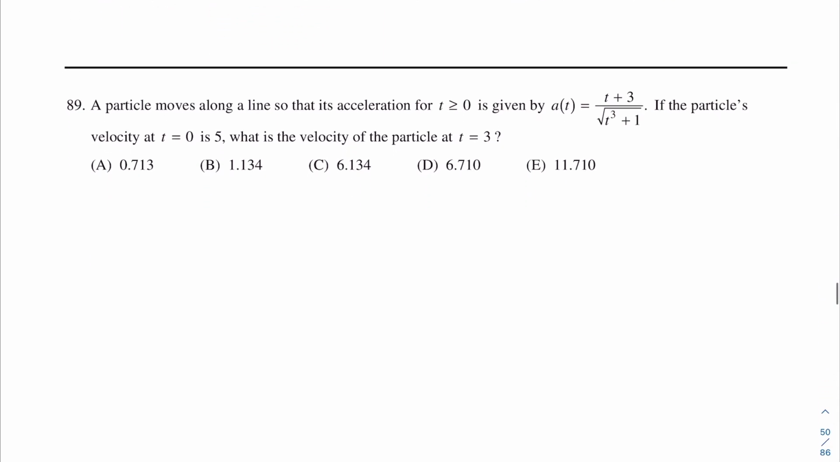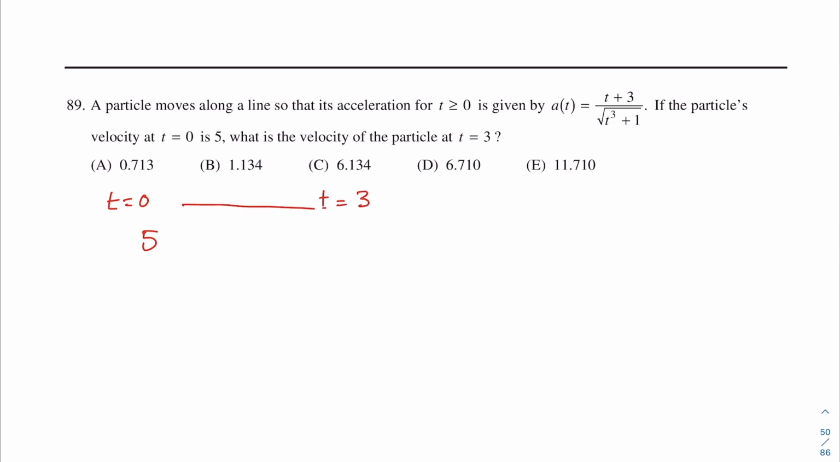Right. 89. A particle moves along a line so that its acceleration for t greater than or equal to 0 is given by a of t is equal to that equation. If the particle's velocity at t equals 0 is 5, what is the velocity of the particle at t equals 3? So the starting velocity is 5, and then there's some change of velocity. This is at t equals 0. And there's some change when t is equal to 3.